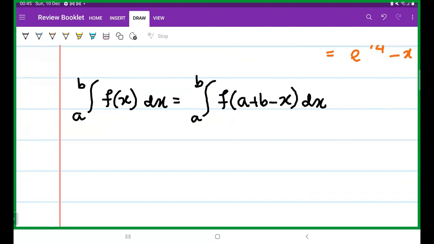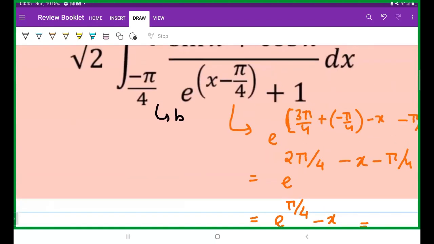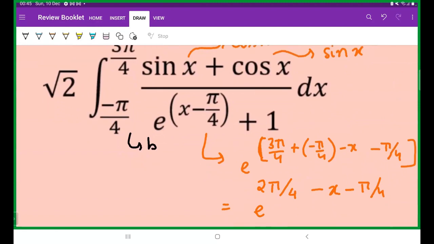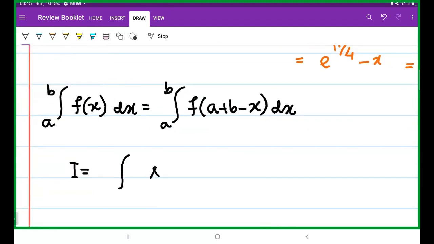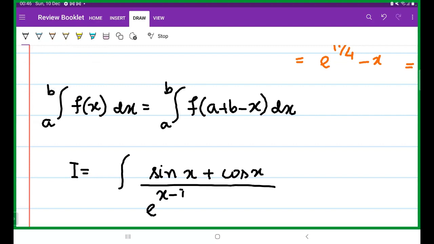So we can write this question like this, right? I'm not writing the limits right now. It will get kind of clumsy. Okay, let's write the question first. So this is the original integral: sin x plus cos x divided by e to the power x minus pi by 4 plus 1.